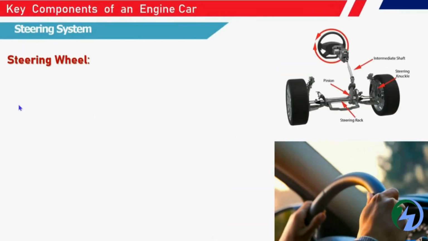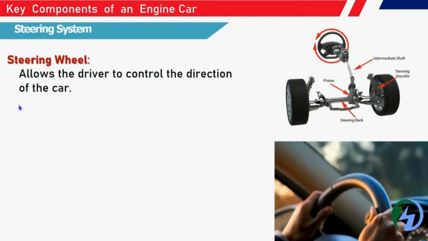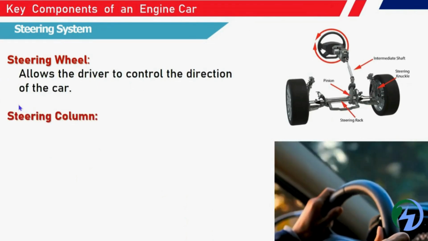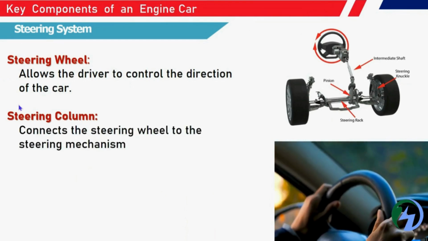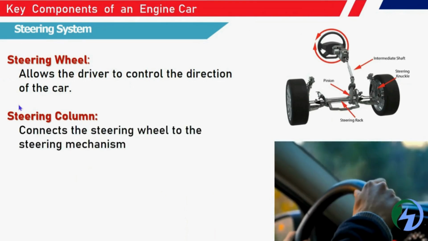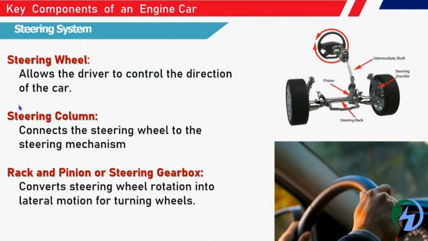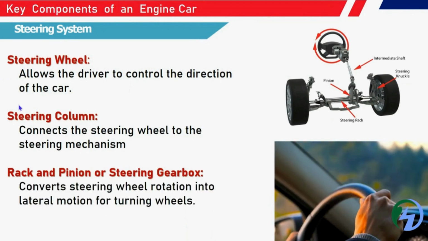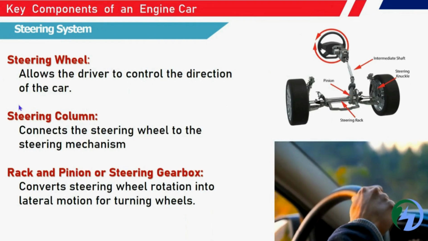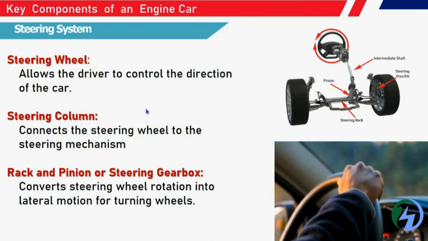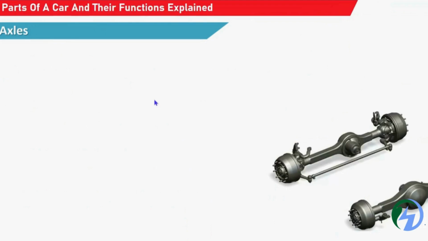The steering wheel allows the driver to control the direction of the car, and the steering column is generally connected to the steering wheel and the steering mechanism. The rack and pinion and steering gearbox convert the steering wheel rotation into lateral motion for turning the wheel. From the image, you can see that it is a part of the intermediate shaft that changes the direction of the vehicle on the front wheel side.